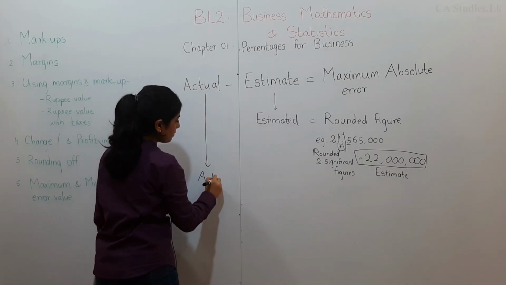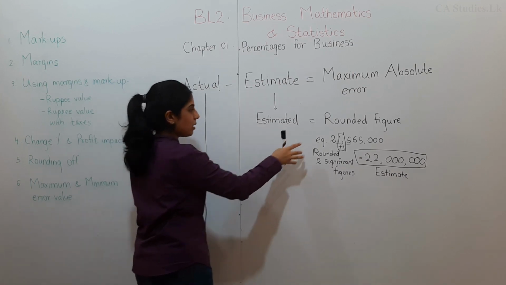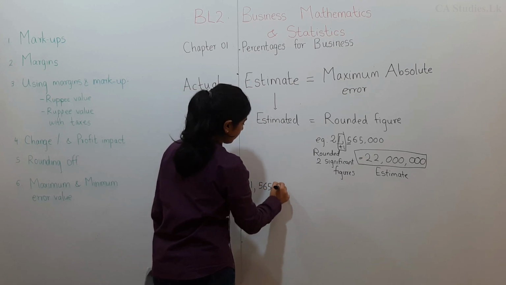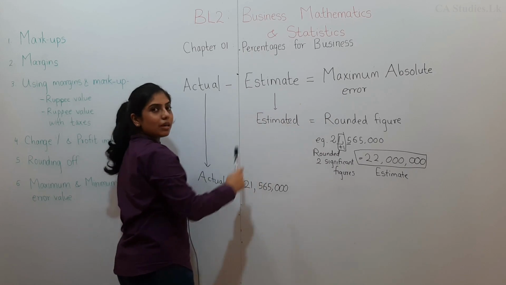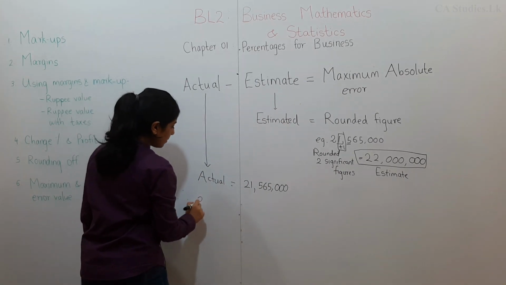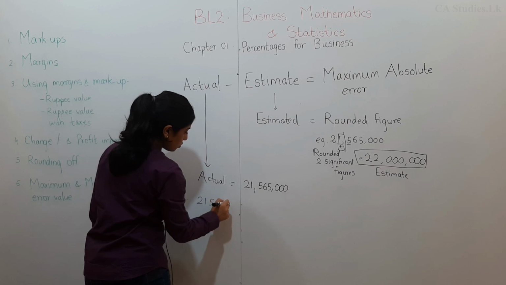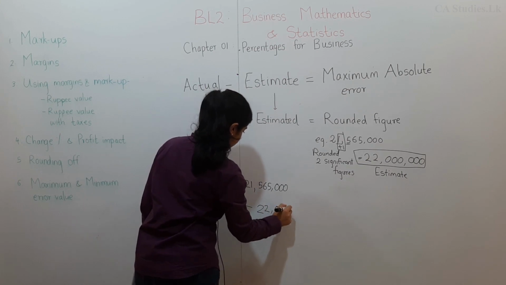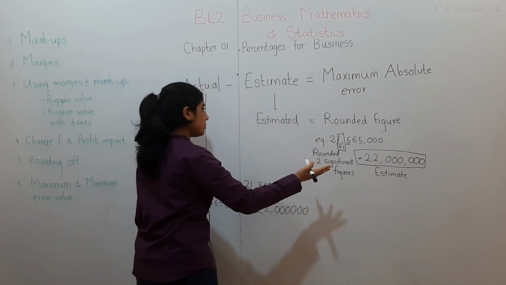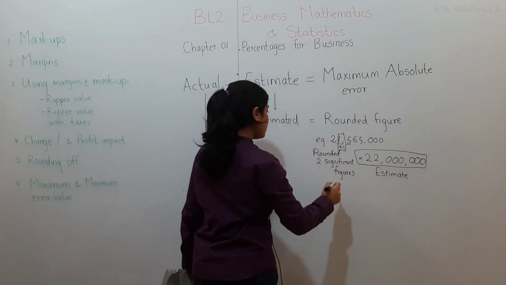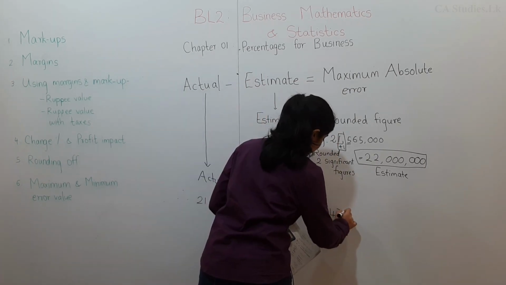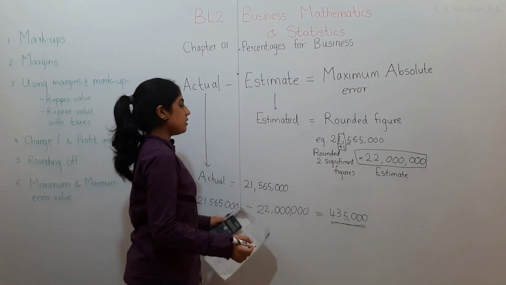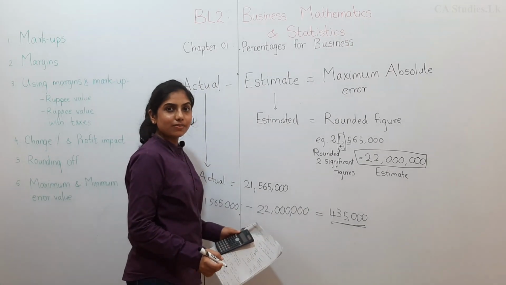Then what is the actual? Actual is your actual figure, which in this case, as per the example, is 21,565,000. Therefore, what is the maximum absolute error? 21,565,000 actual minus 22 million. It's rounded up, so the maximum error will be 435,000. 435,000 is the maximum absolute error.